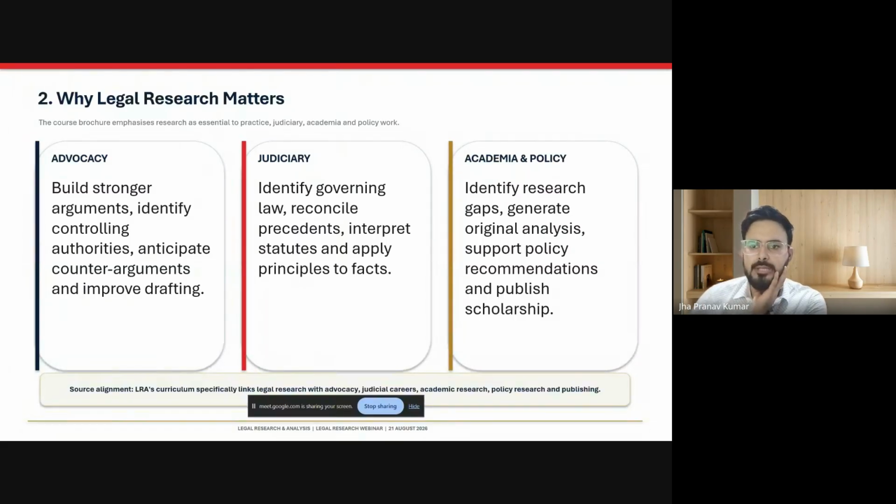Thank you so much. Who is also stating what legal research means? I have got an idea of it.